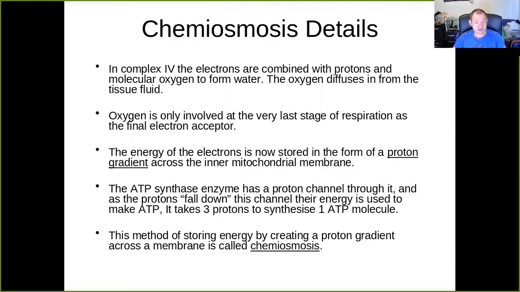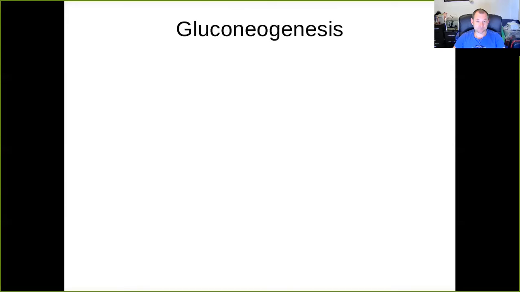It takes 3 protons to synthesize 1 ATP molecule. This method of storing energy by creating a proton gradient across a membrane is called chemiosmosis. Get that in your head.